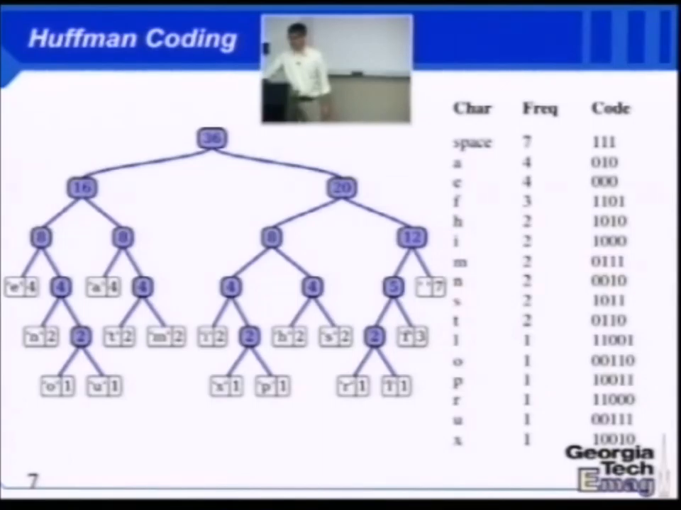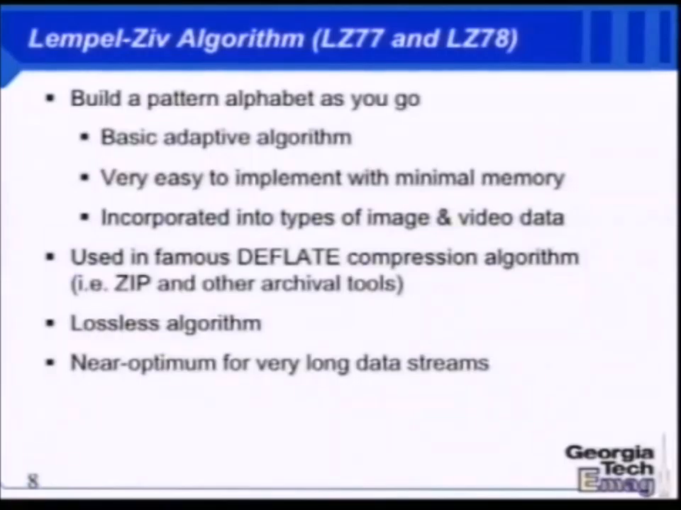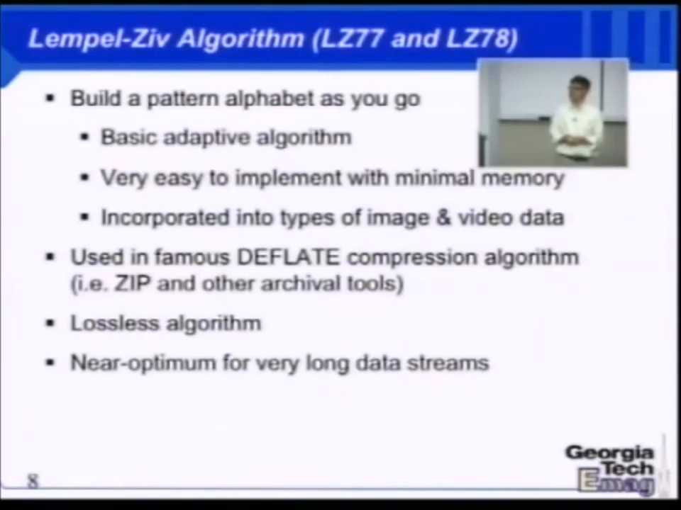And now here's an option two scheme, the Lempel-Ziv algorithm. This is a build-the-pattern-as-you-go approach. It's a very basic adaptive algorithm. It's easy to implement with minimal memory. And it's incorporated into all sorts of image and video data. It was used in an early compression algorithm called deflate, which eventually became zip, which I'm sure you're all familiar with. That's probably the most common archiving tool for compressing files. Again, we want to use lossless compression on these files.